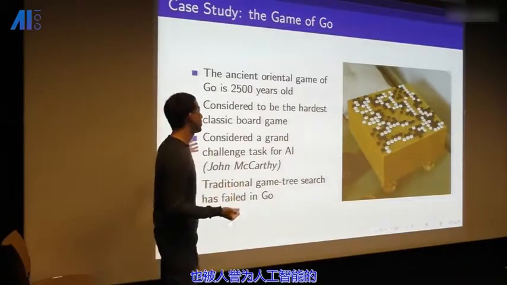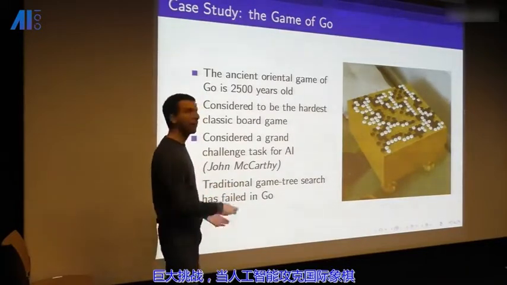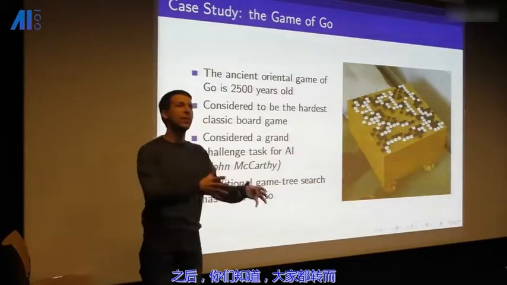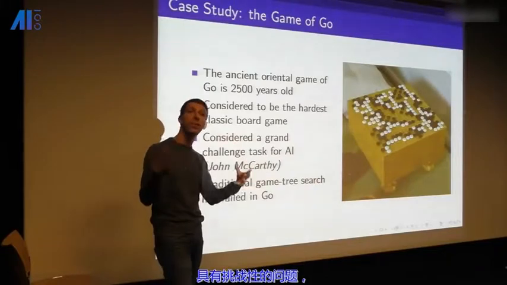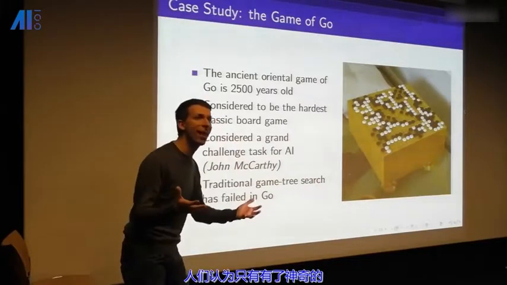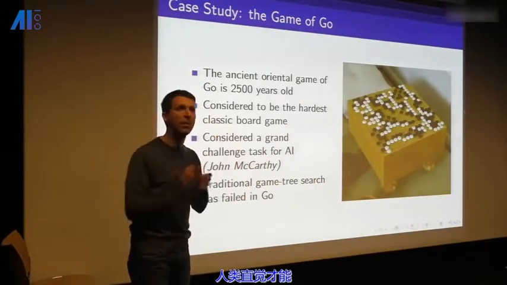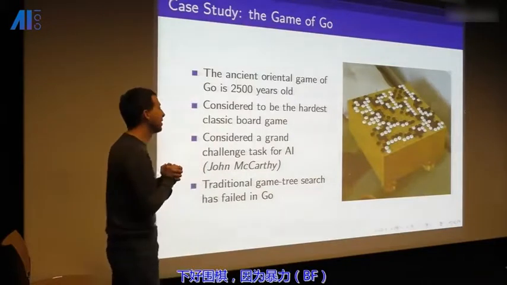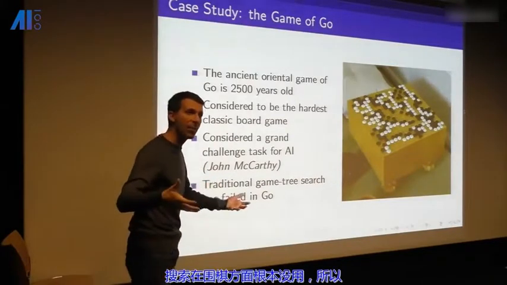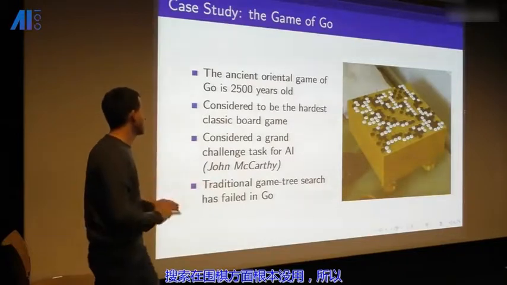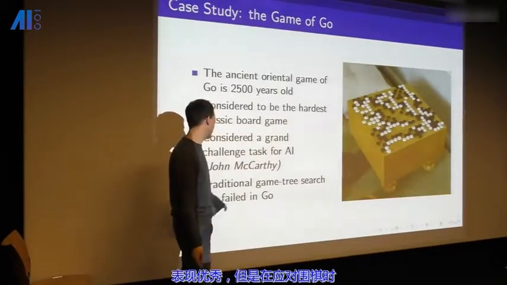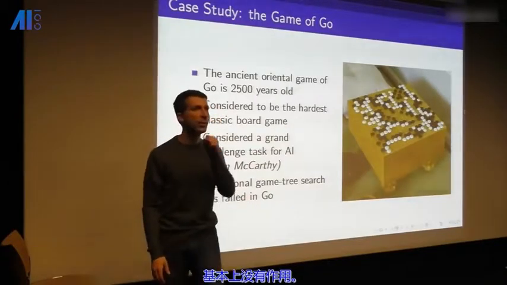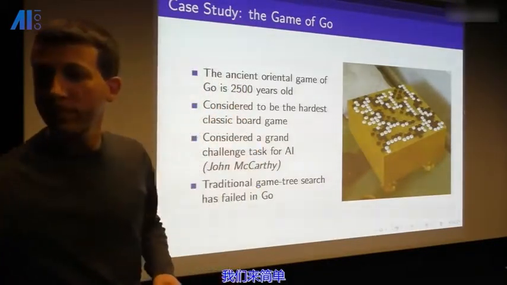And it's considered a grand challenge task for AI. Back when chess was solved, everyone shifted over to consider Go instead because it was considered a much more challenging, interesting problem for computers. It was considered a problem where you needed these kind of magical human intuitions to do well, because brute force search just didn't get anywhere in Go. So the traditional approaches to brute force search, which was so effective in chess, basically didn't work in Go.